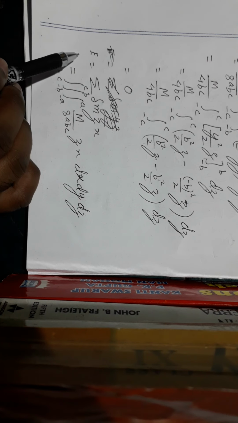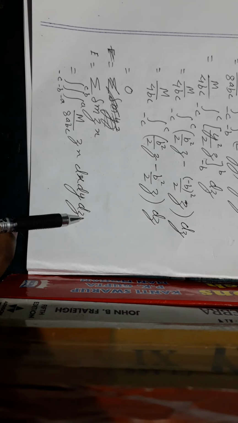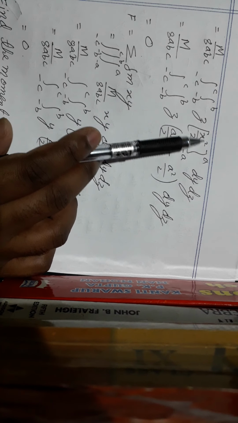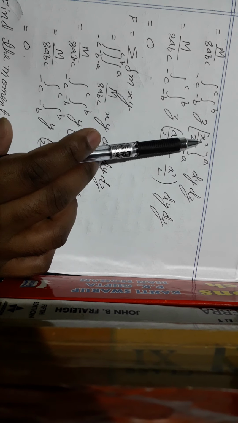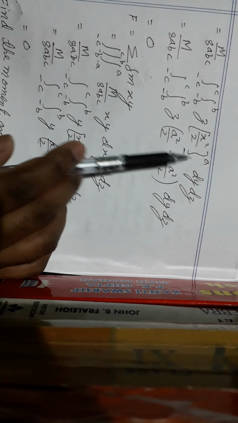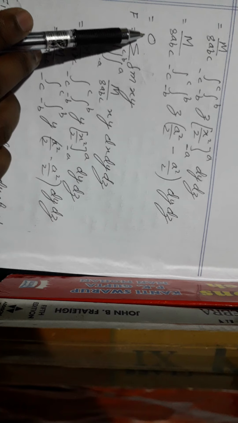Now we are going to find the product of inertia e. When you try to find the product of inertia e, we have the formula summation delta m zx. The limit is the same as I explained before. So we have here m by 8abc zx dx dy dz. We try to integrate the first quantity with respect to x. z is a constant, we integrate x, so we get x squared by 2. We put the upper limit and lower limit, and we get this. This quantity minus this quantity is 0. So 0 into this whole thing will be 0. So we get the product of inertia e to be 0.